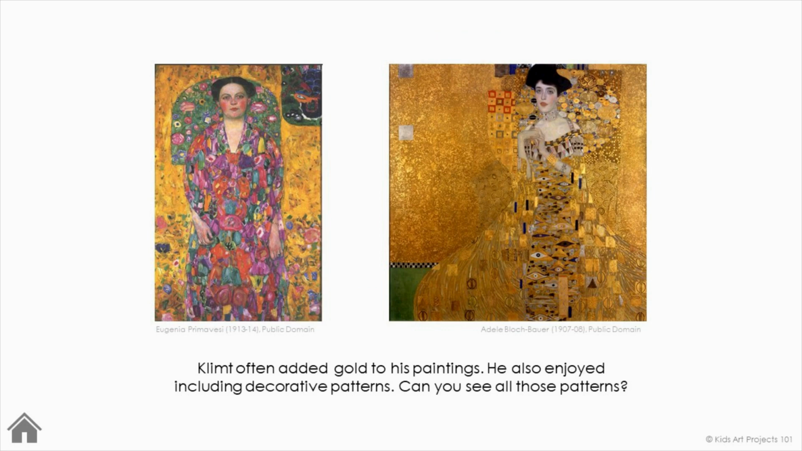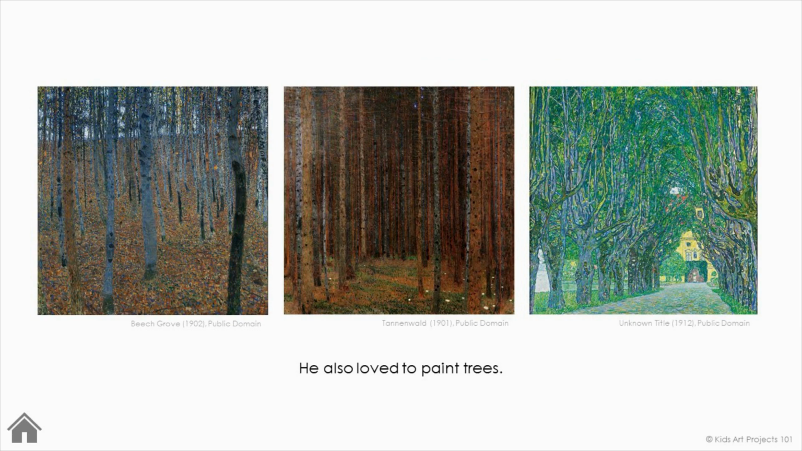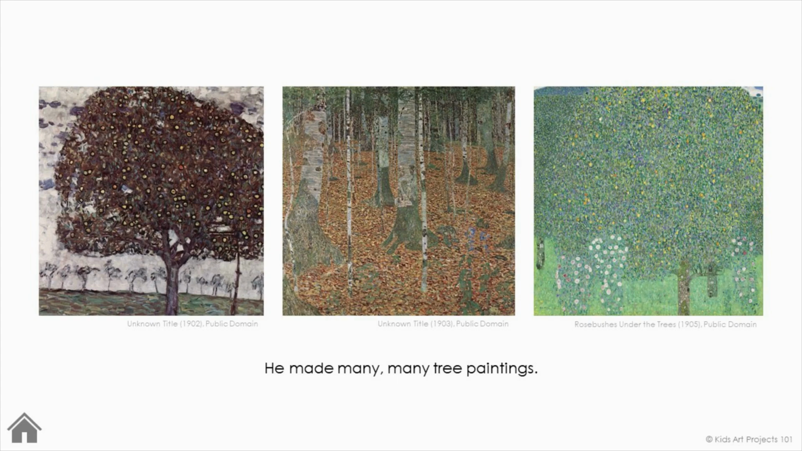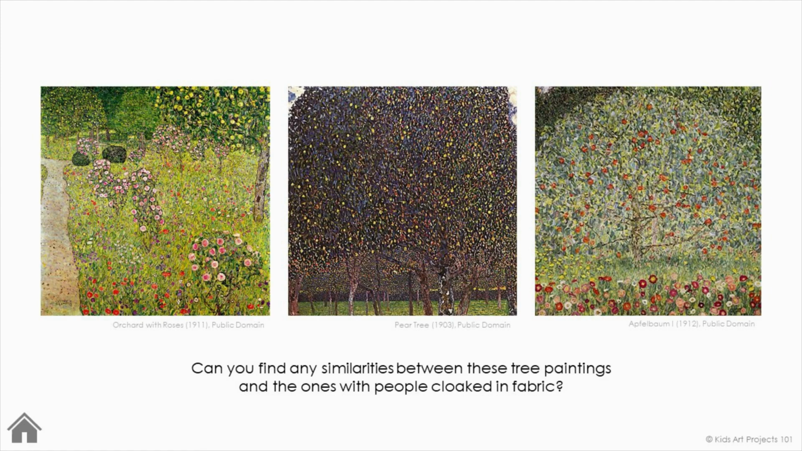Klimt often added gold to his paintings. He also enjoyed including decorative patterns. Can you see all those patterns? He also loved to paint trees. He made many, many tree paintings. Can you find any similarities between these tree paintings and the ones of the people cloaked in fabric?